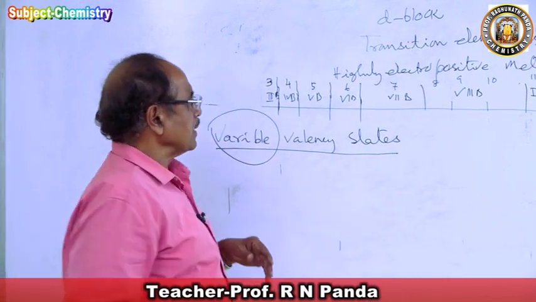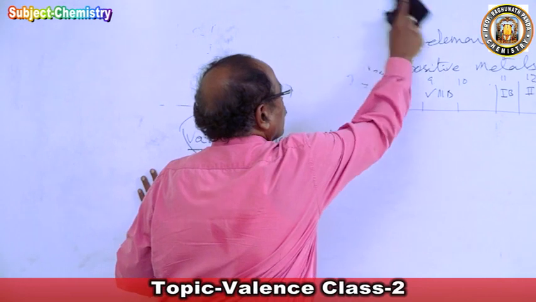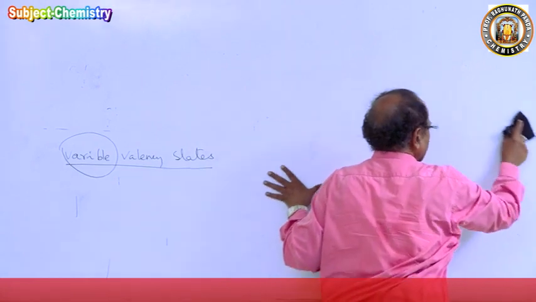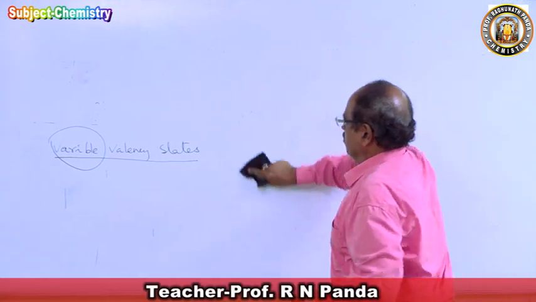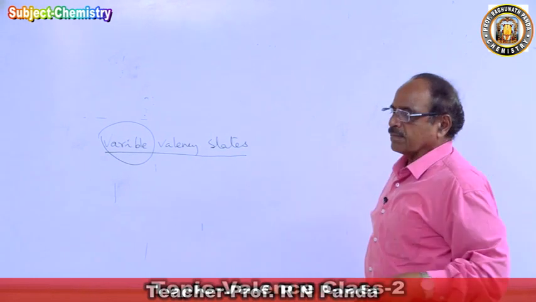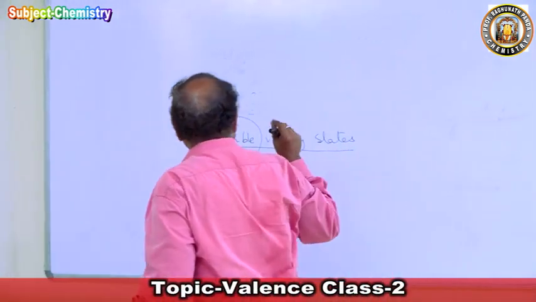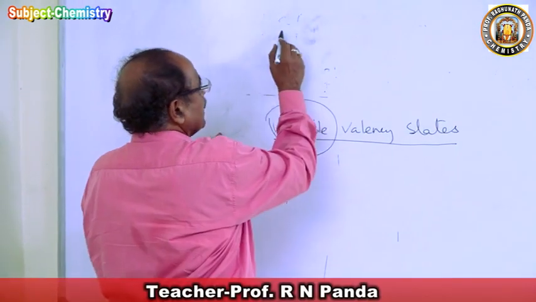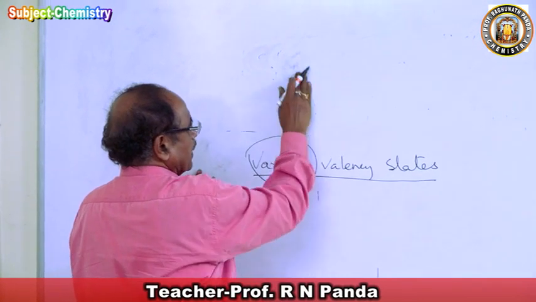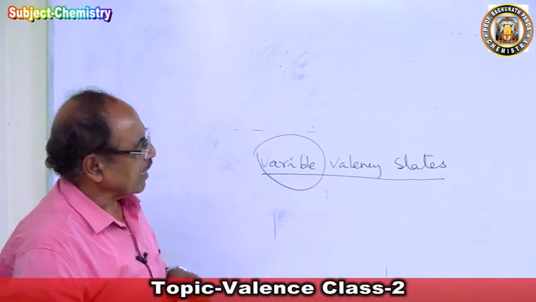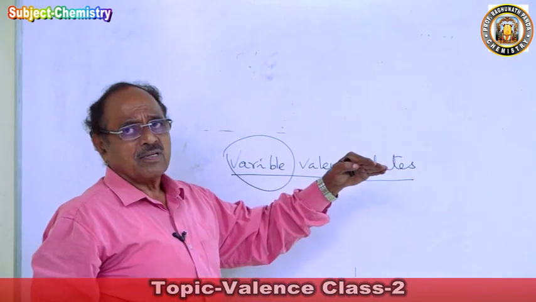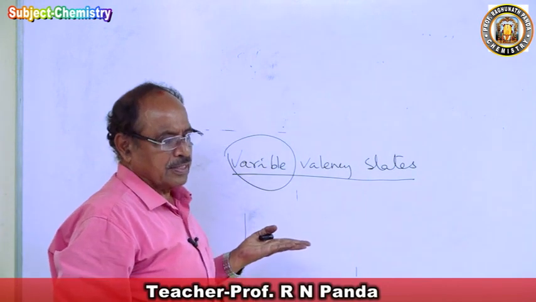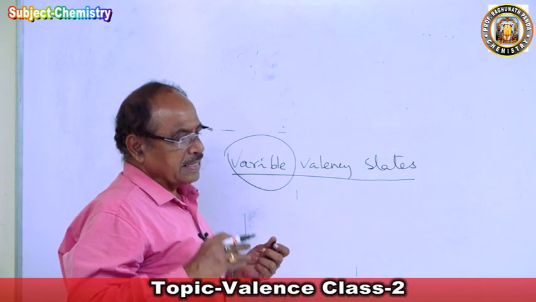All these elements are transition elements. When we read the periodic table, we will have special classes on it, and I will teach you the D block elements there and explain better. But now I am using the concept of the periodic table. All these D block elements are highly electropositive metals. They exhibit more than one valency state because of their electron configuration in the d orbital.